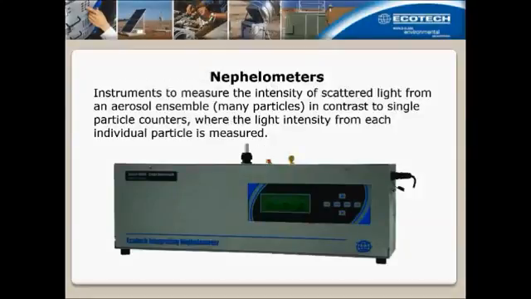The nephelometer itself is an instrument which measures the intensity of scattered light from an aerosol ensemble. Basically, you measure not only a single particle, you measure many particles which are in the measurement volume at the same time, in contrast to single particle counters which actually measure each individual particle. So with the nephelometer you get integrated properties like the average, the mode diameter of your size distribution of particles, and the geometric mean standard deviations, stuff like that, which is part of the optical properties of a nephelometer.